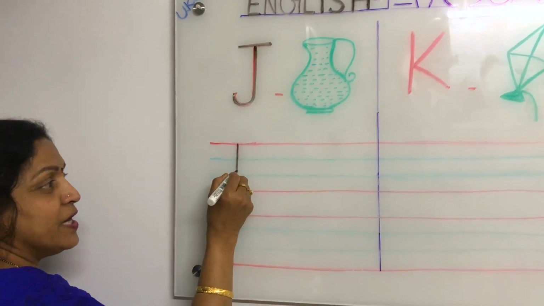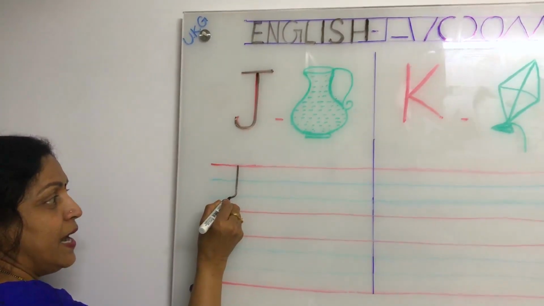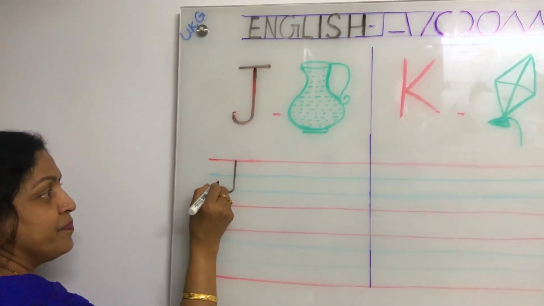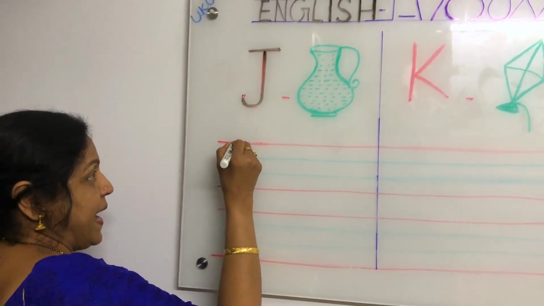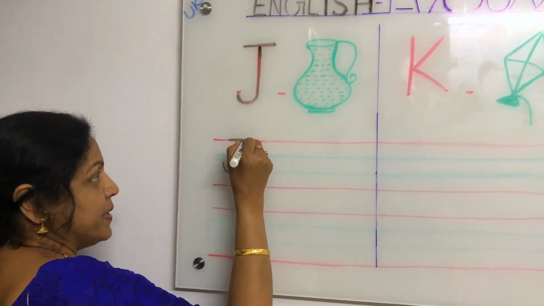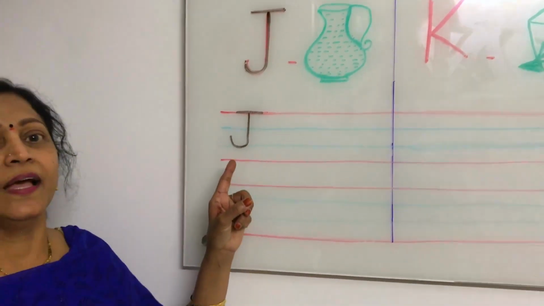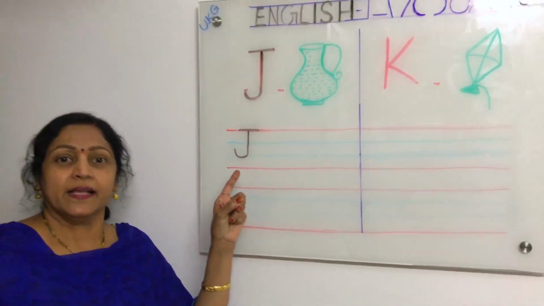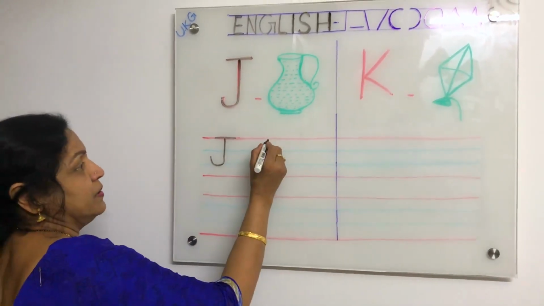Here, without lifting the hand, make left hook like this. Go to top, write sleeping line on the red line like this. Okay, what is this? This is capital letter J. J says ja. Ja. Okay, jug.